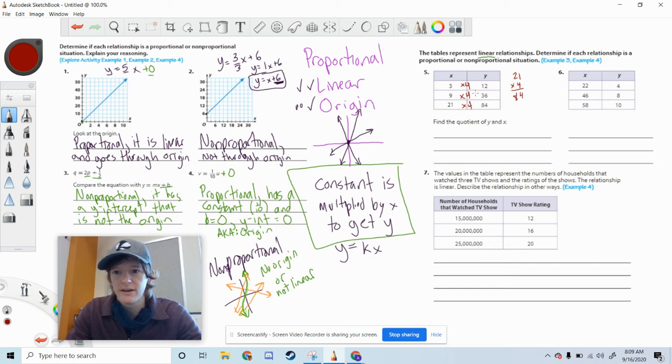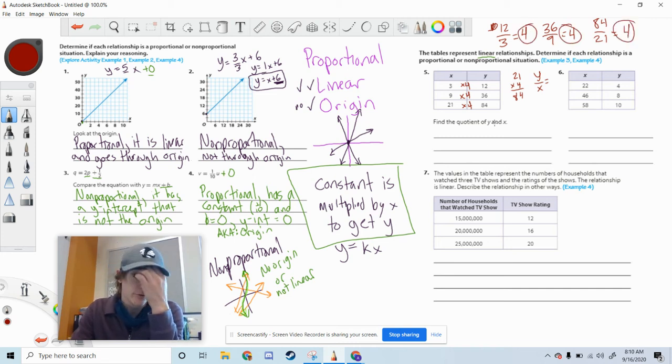Find the quotient of y and x, which is really what we just did. Y over x, that's 12 over 3. So I'll actually write those up here. We got 12 over 3, that equals 4. 36 over 9, that equals 4. 84 divided by 21, well, that equals 4. So the y over x in this case, what we're multiplying by every time, is always 4. So this is proportional.